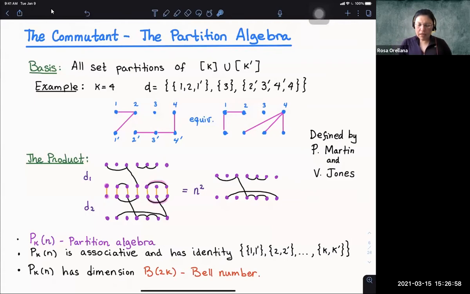So in order to define a finite dimensional algebra, you can give me a basis of elements. In this case, the basis elements turn out to be all possible set partitions. This here is the notation for the numbers 1 through k, and these ones, 1 prime up to k prime, because I'm thinking of having two sets like that. And then, all possible set partitions.